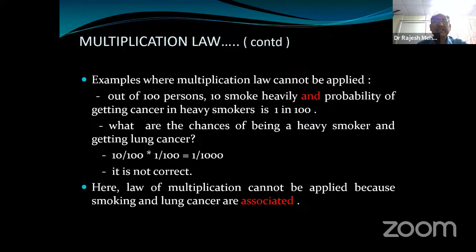Out of 100%, 10 smoke heavily. Remember, this is very important. And the probability of getting cancer in a heavy smoker is 1 in 100. So what are the chances of being a heavy smoker and getting lung cancer? Then what you do is 10 upon 100 multiplied by 1 upon 100, because you are using the word 'and', then 1 out of 10,000.